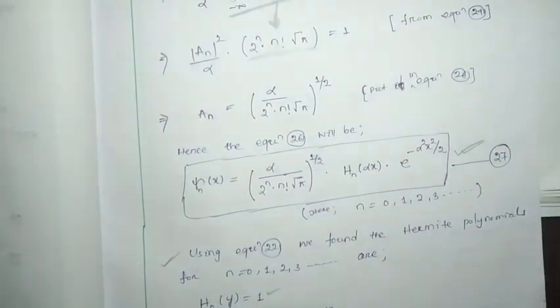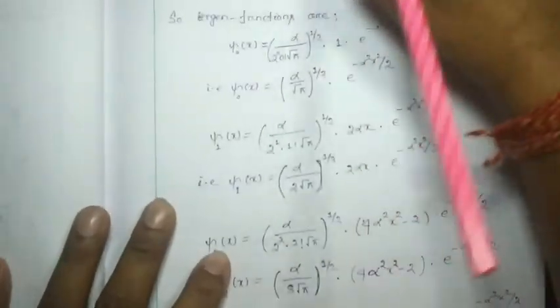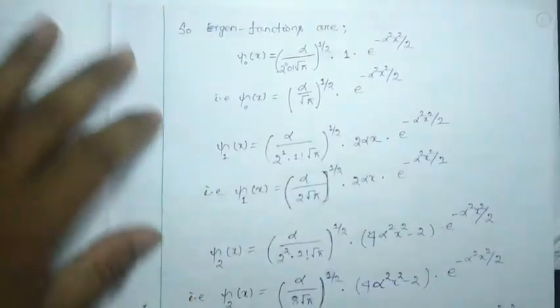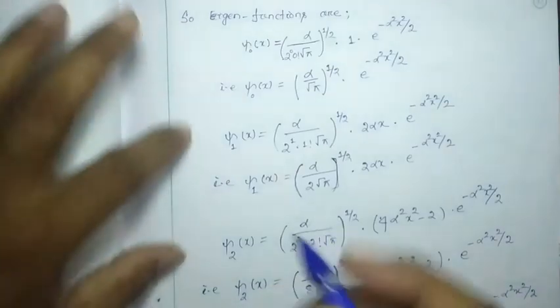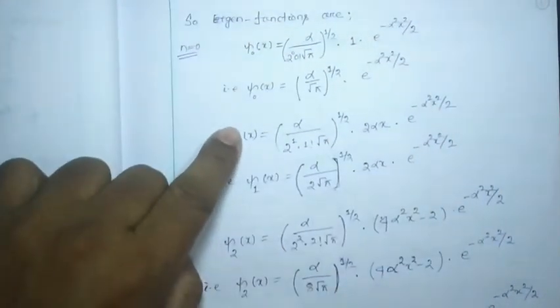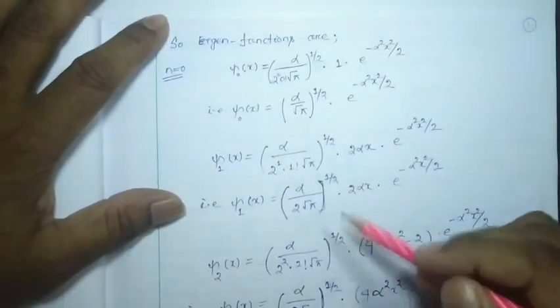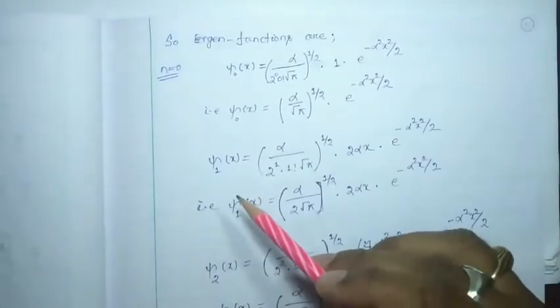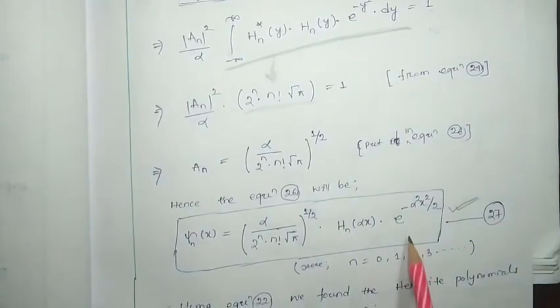Okay, now for n is equal to 0, here we just evaluated a few wave functions from the general eigenfunction. This is your general eigenfunction of the harmonic oscillator. So now we are going to put n is equal to 0, 1, 2, 3.